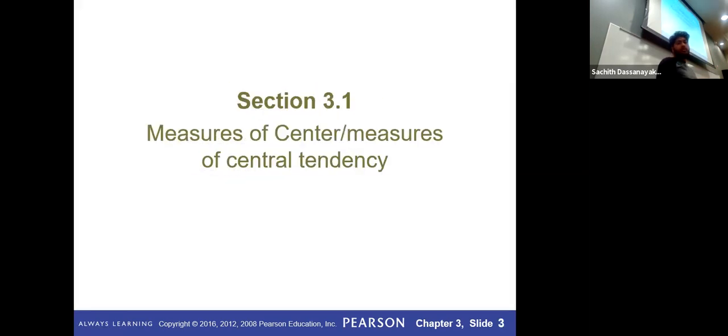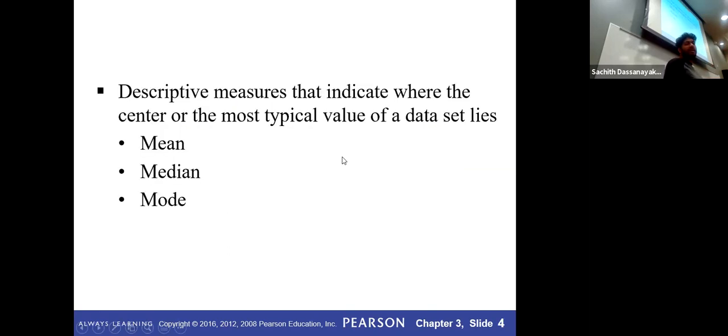Descriptive measures. First, chapter 3.1, we have discussed the measure of center or measure of central tendency. We are going to identify what is the center of this data set, of that particular data set. Okay, so we call it measure of central tendency or measure of center. There are 3 types of measurements that we are taking under this measure of central tendency. Those are, you already know those 3. Those are mean, median, and mode.